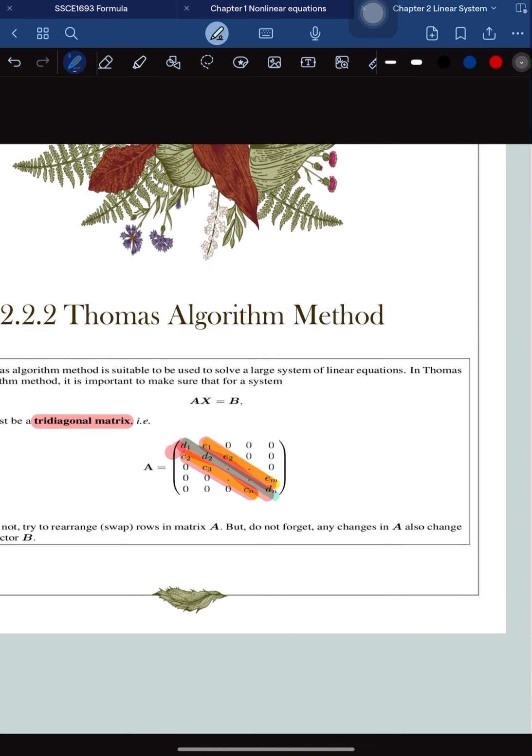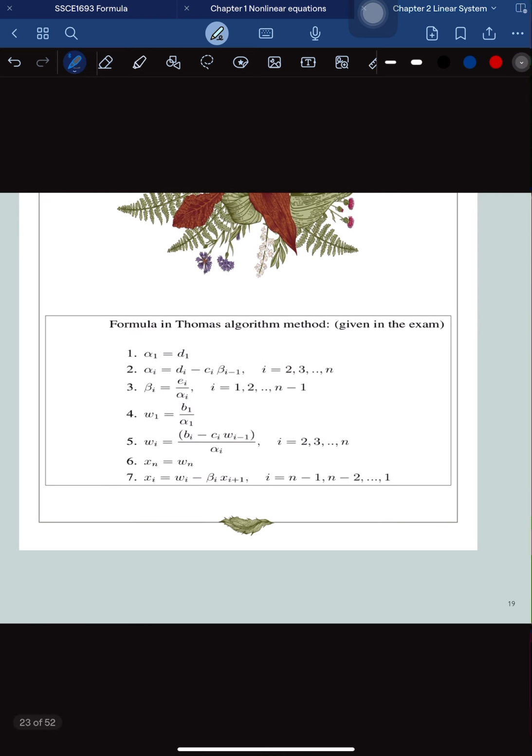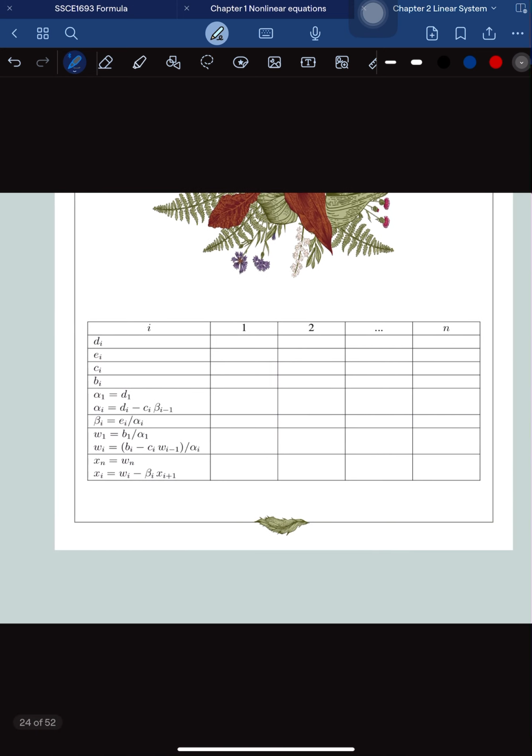And then for the Thomas algorithm method, you have to change the matrix A to a tridiagonal matrix. Put your matrix in the tridiagonal form, and after that you just apply the formula. The number of columns depends on the number of variables that you have.